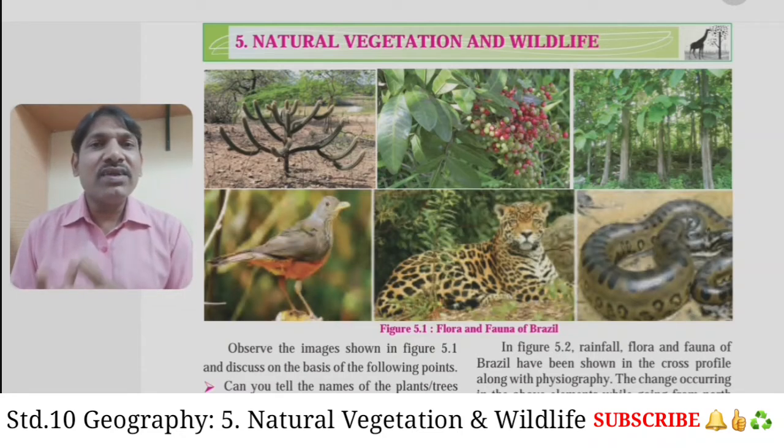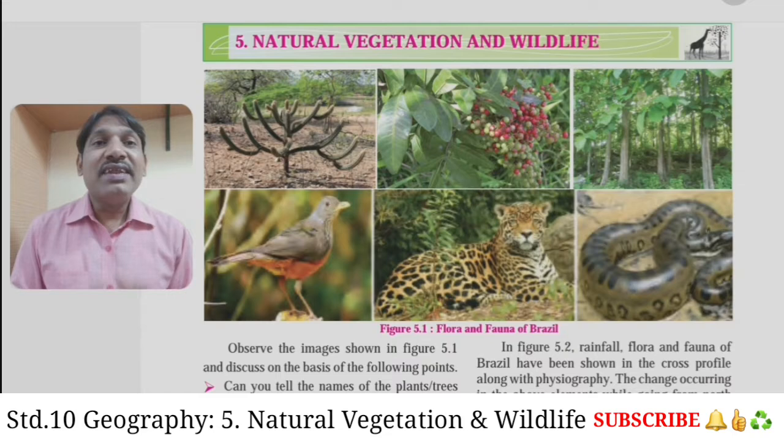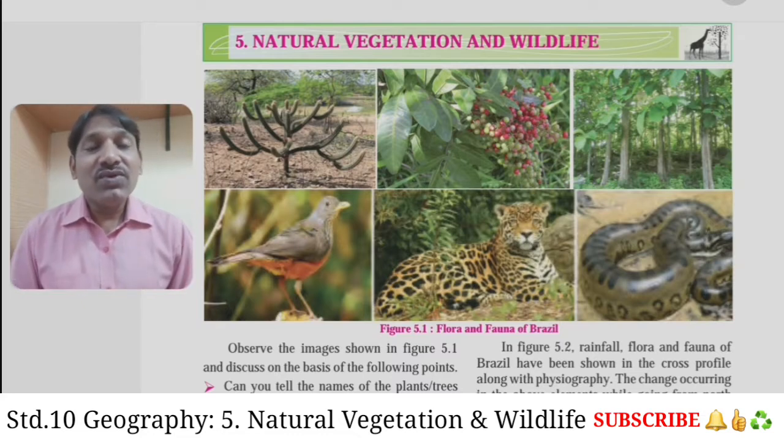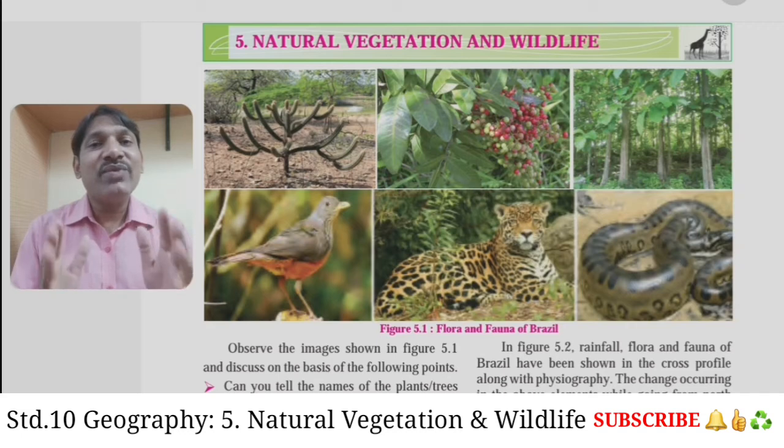Students, if you understood all these chapters, then it is very easy to understand the fifth chapter, that is natural vegetation and wildlife. Okay, because the natural vegetation and wildlife completely depend on the physiography as well as the climate of Brazil and India. So if you have understood the earlier chapters, then it is very easy to understand the fifth chapter.